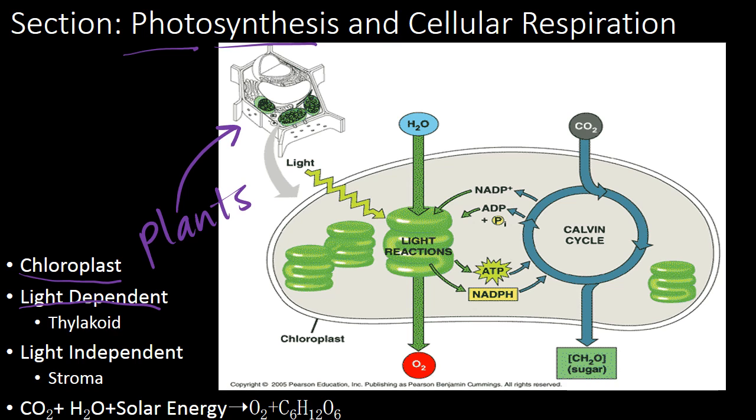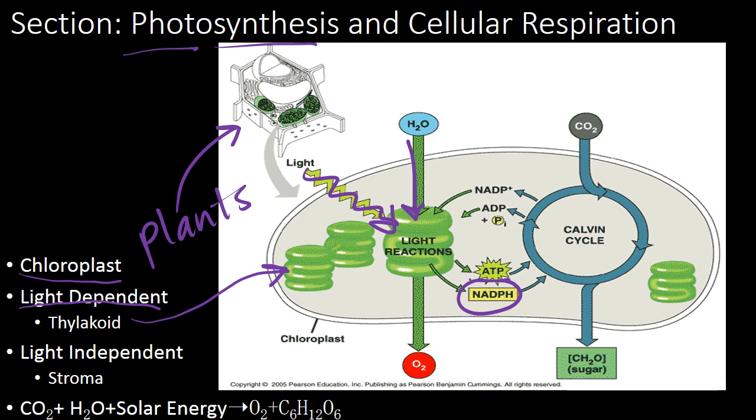For light dependent, in this organelle of the chloroplast, we've got tiny structures called thylakoids. These little pancake-looking guys absorb solar energy, they absorb light, they take in water. They use the water to pull hydrogens off of it. The hydrogens and the energy from the light get stored in an electron carrier called NADPH. And then we also make a little bit of ATP.